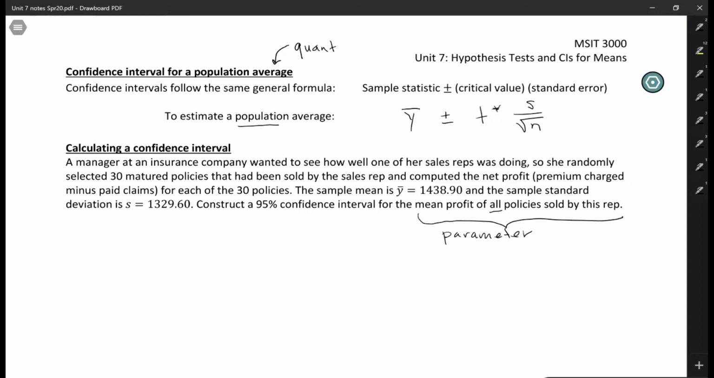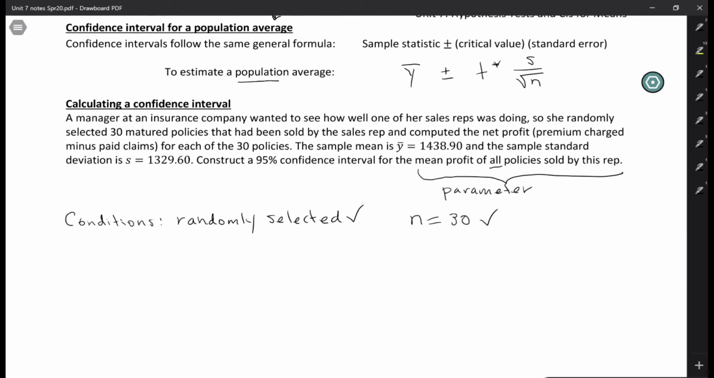Okay, so we still have to check our conditions here. So we learned these for hypothesis tests, they're the same. So it tells us that these policies were randomly selected, so that's good. And then our sample size needs to be at least 30, so this one is just barely there. We've got a sample size of 30, but that'll be good enough. Okay, so we're going to plug into this formula. Our sample mean is $1,438.90 plus or minus our critical value.